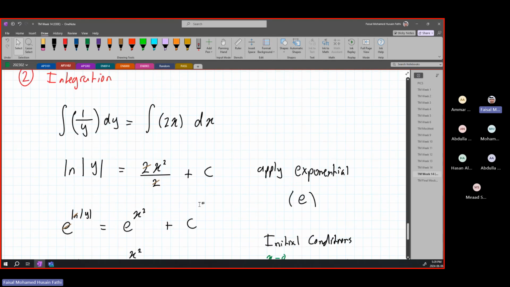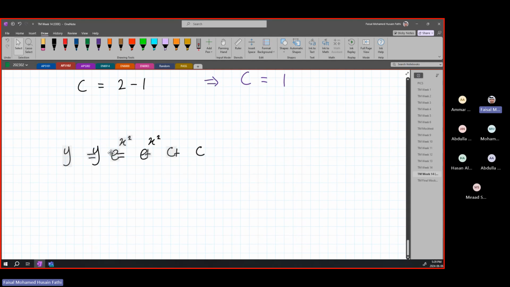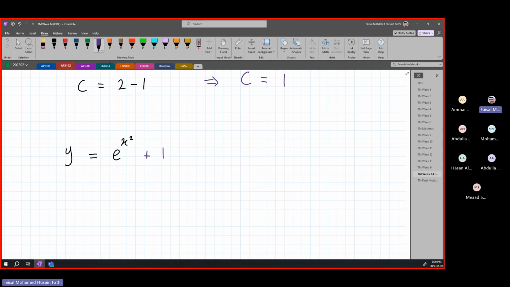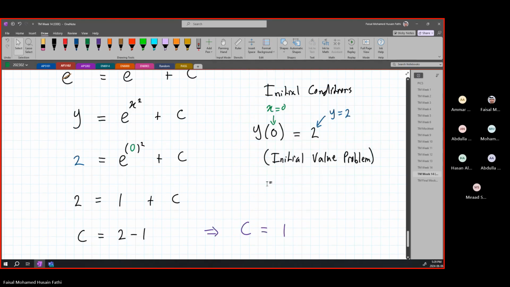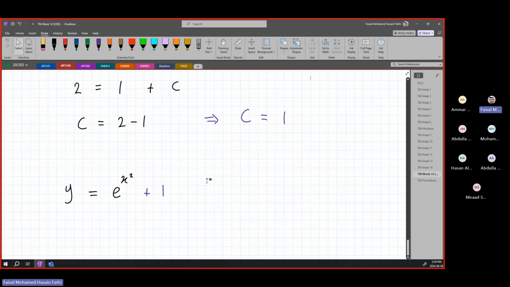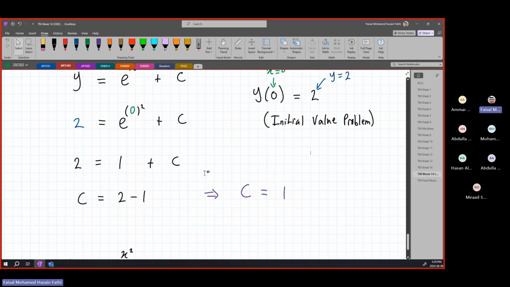So the solution here would be, you would take back this equation again, and you will just plug in c in its place. So c is equal to 1. So this is going to be plus 1. And this is your final solution for these initial conditions. Is that clear? And that's pretty much it for ordinary differential equations.